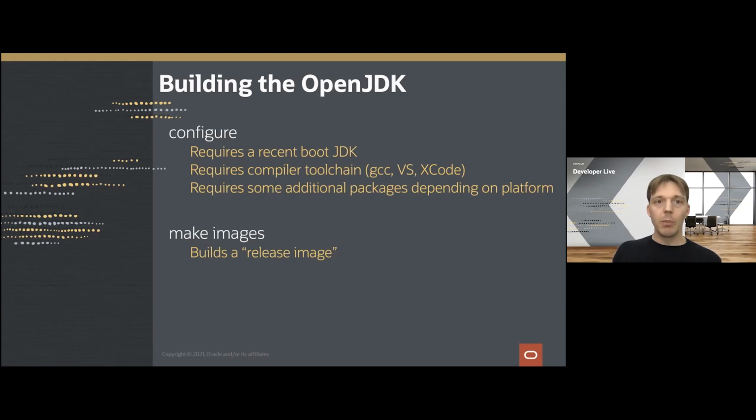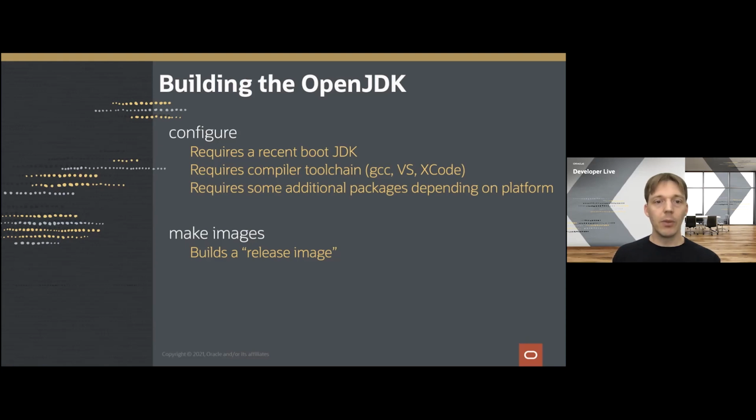Once you have made your change, you probably want to build the OpenJDK as well. Doing that requires a few additional tools. So first of all, you configure. Basically, that sets up the environment and makes sure you have all the tools needed for building the JDK. You will need a recent boot JDK. You will need compilers for the specific platform that you're on. And there will be some additional packages required depending on what platform you're on. The configure script will actually be fairly helpful in telling you which packages are needed, and in some cases also how you can actually get hold of those packages.